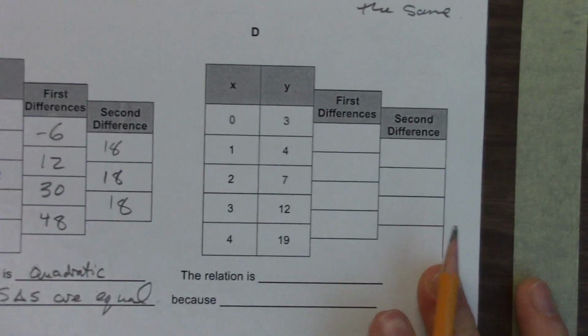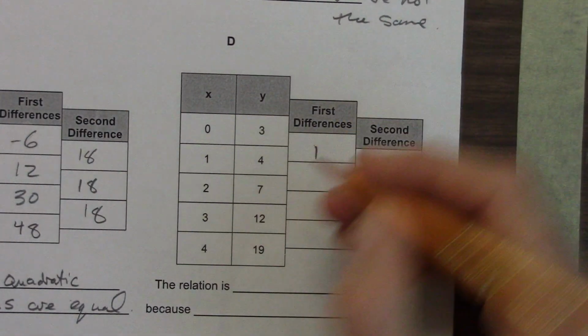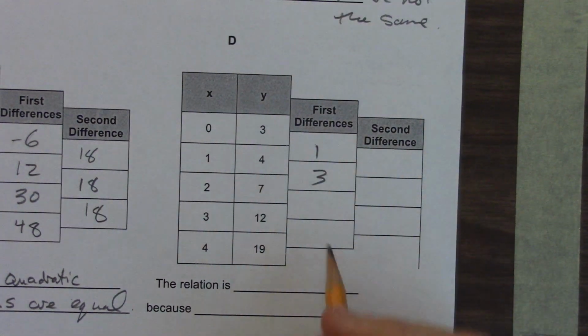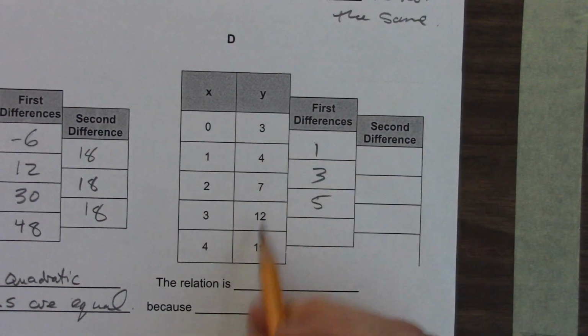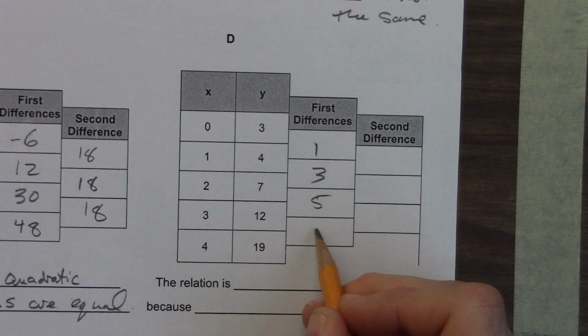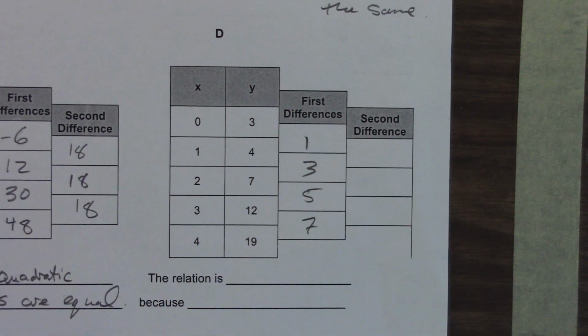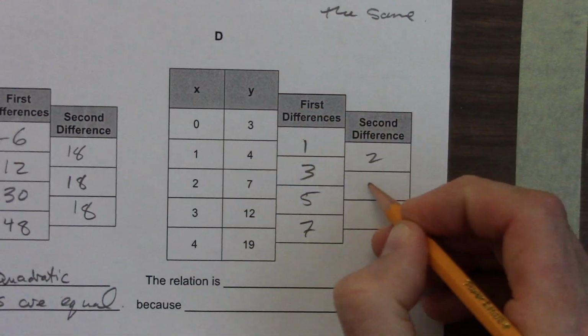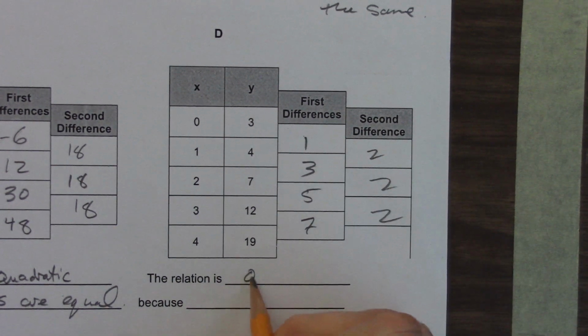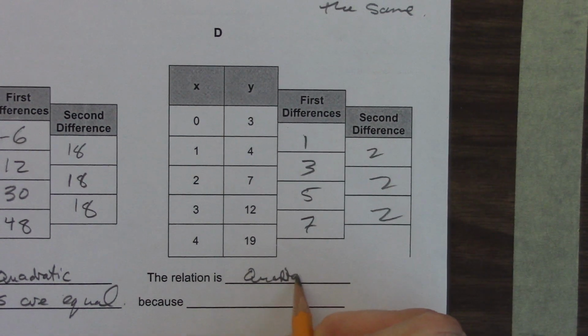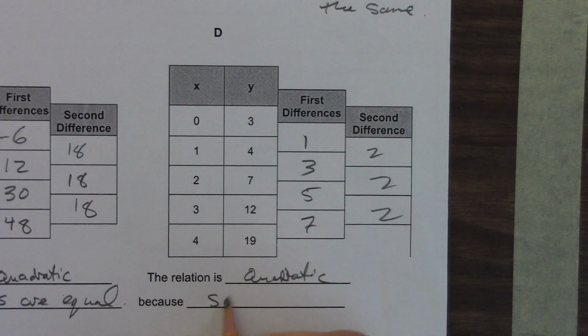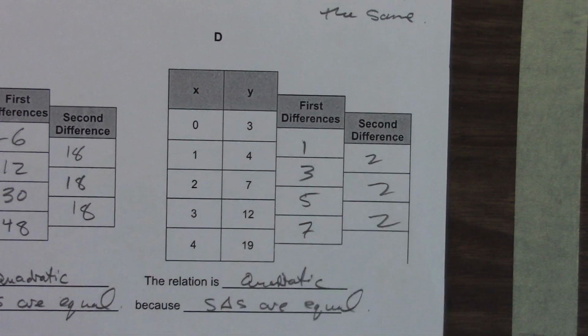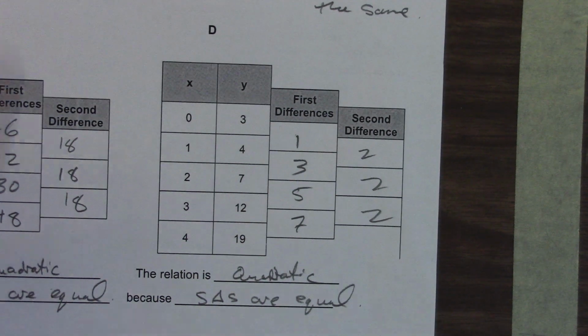Next one, last one. 4 minus 3 is 1. 7 minus 4 is 3. 12 minus 7 is 5. And then 19 minus 12 is 7. Okay, now I subtract these. I get 2, 2, and 2. And this is quadratic because second differences are equal. Any questions? Super easy, right? I hope.